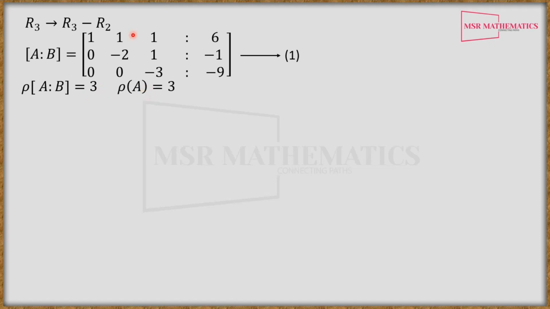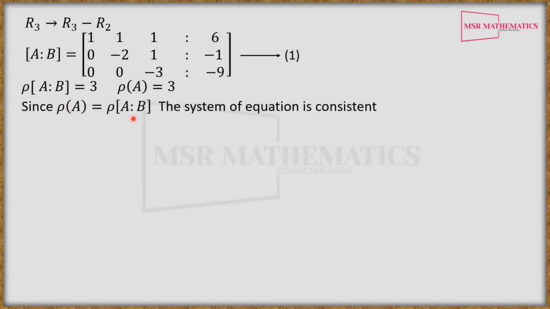Here rho of A means you have to consider this matrix. Here also there are 3 non-zero rows. Therefore we can conclude that rho of A is equal to rho of A | B. Since rho of A is equal to rho of A | B, the system of equations is consistent. A system of linear equations is said to be consistent when rho of A is equal to rho of A | B. Next you have to find whether it has a unique solution or infinite solutions. That's the next step. Here rho of A | B is 3 and rho of A is 3.